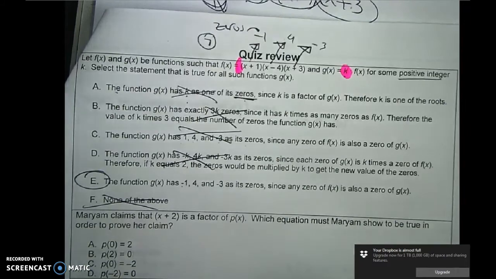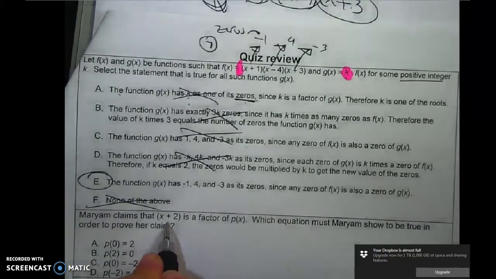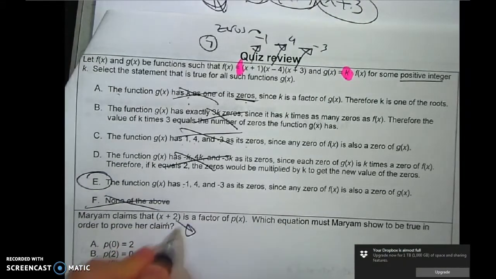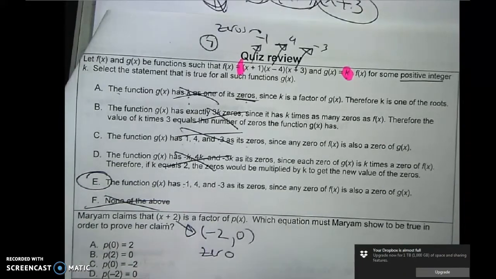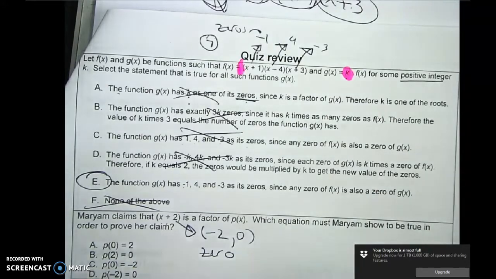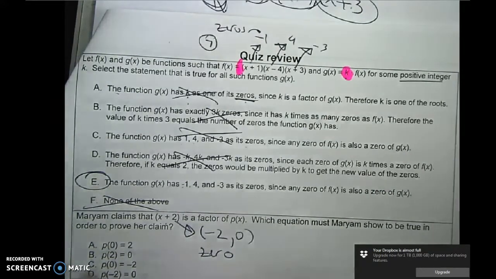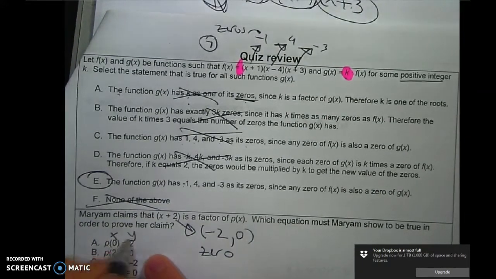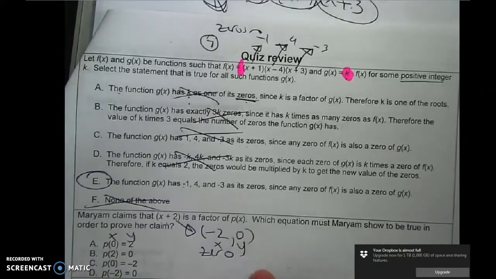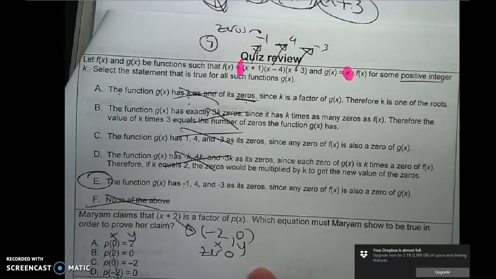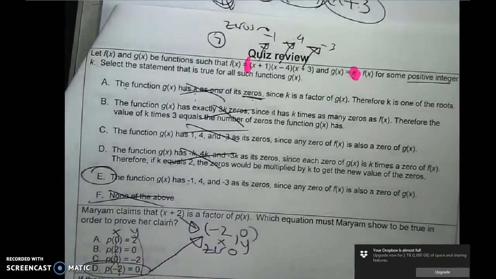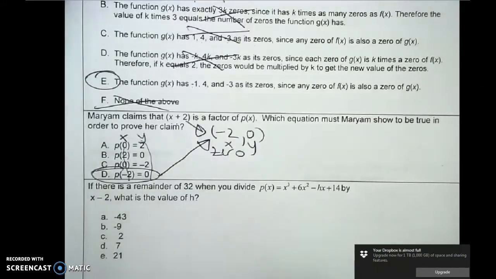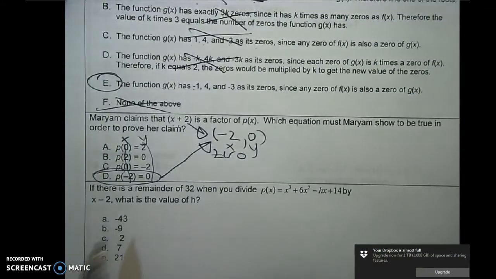All right. So Mary claims that x plus 2 is a factor. If x plus 2 is a factor, that means the zero is -2, 0. So they want to know which one matches. Well, this is considered x, and this is considered y. So all of these are the x, and all of these are the y. Which one matches? D, because that's the same thing as -2, 0. Right?